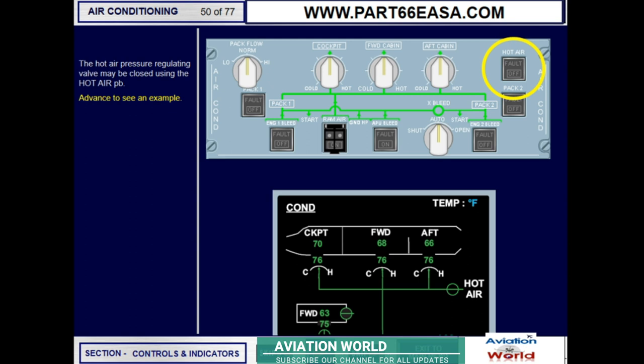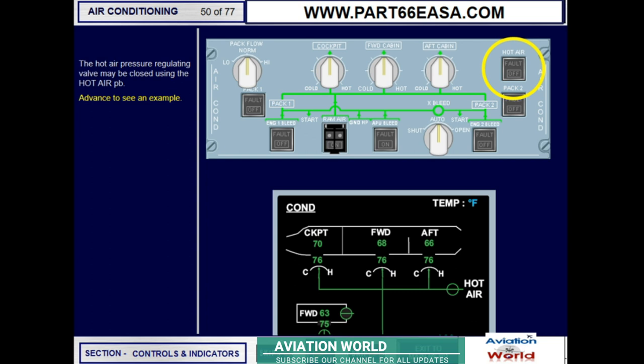Normally, after a brief delay, the cross bleed valve would open automatically to provide air to the right side of the system. We have stopped the process here to point out a few things. PAC 1 is now operating and the fault light in the PAC 1 push button has extinguished. The mixing unit changes from amber to green. Advance to observe the right side.